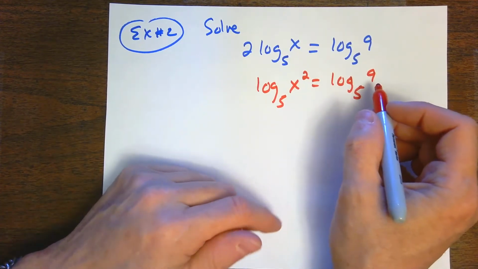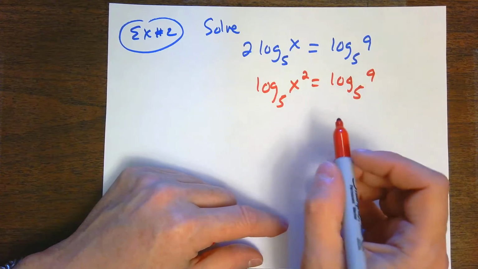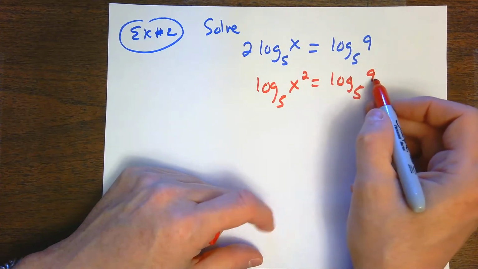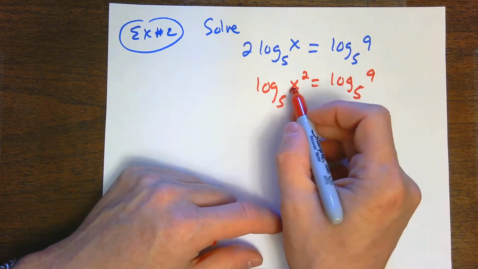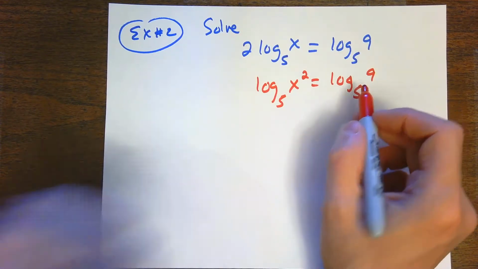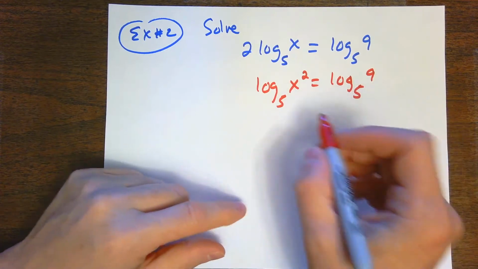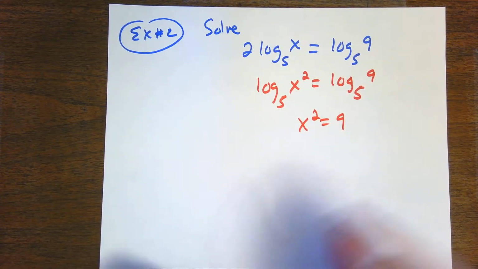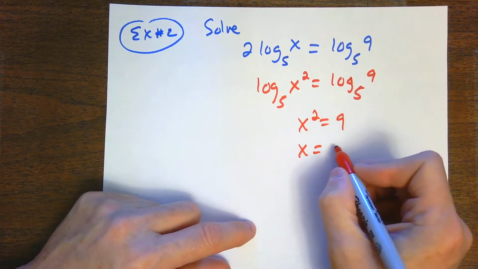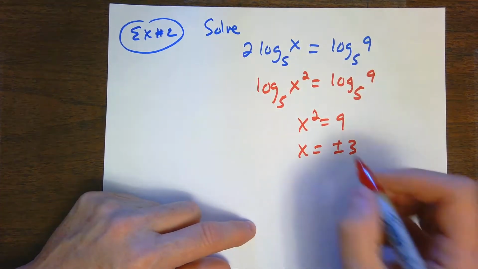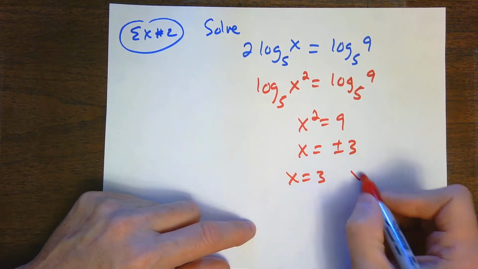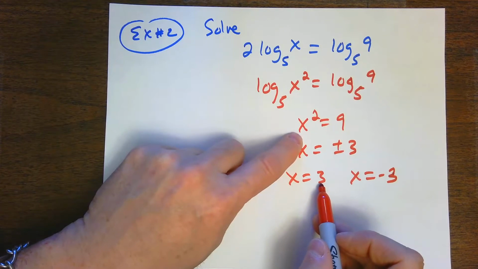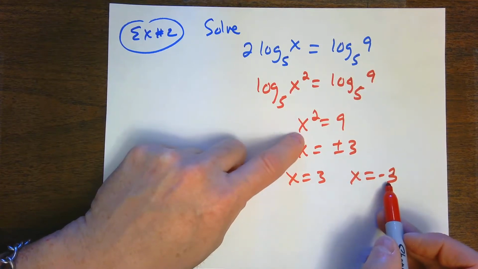Now, take a closer look at this. Do I need to rewrite this? Look at what it's saying. Log base 5 of this equals log base 5 of that. If the log base 5 of this equals log base 5 of that, doesn't it make sense that this and that have to equal each other? In other words, x squared has to equal 9. Take the square root of both sides, and I get x equals plus or minus 3. I'm getting 2 solutions here. x could equal 3, and x could equal negative 3, because 3 squared is 9 and negative 3 squared is 9.